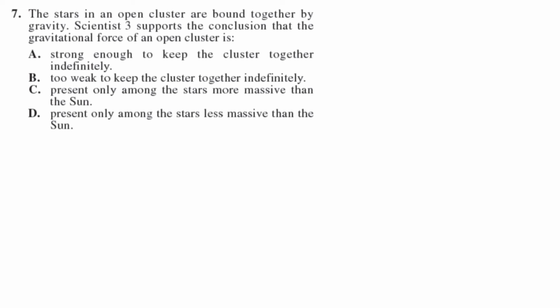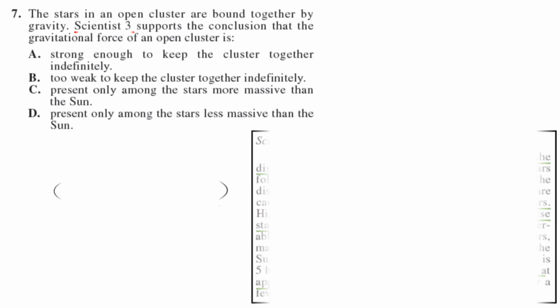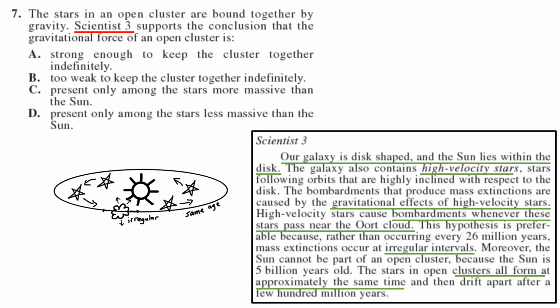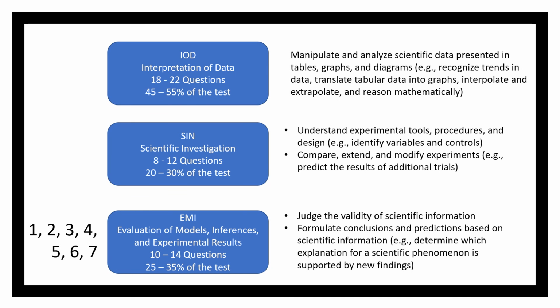The stars in an open cluster are bound together by gravity. Scientist 3 supports the conclusion that the gravitational force of an open cluster is. Okay, so scientist 3 says that they drift apart after a few 100 million years. So that means the gravity is not holding them together. So they're too weak to keep the cluster together indefinitely. All of the questions from this one are evaluations of models, inferences, and experimental results. So all in one category.